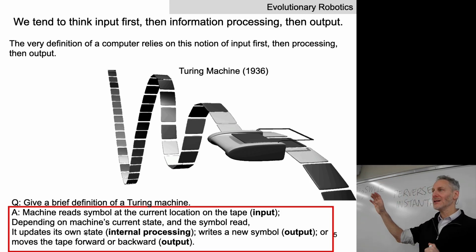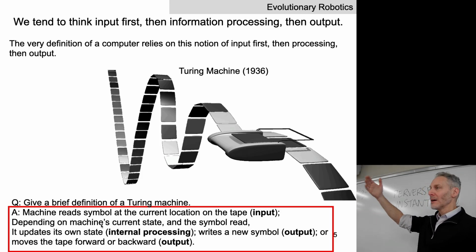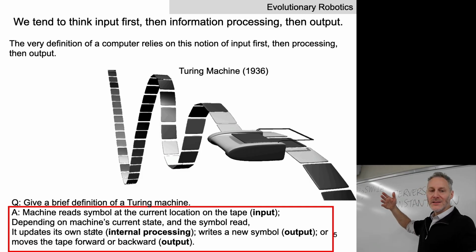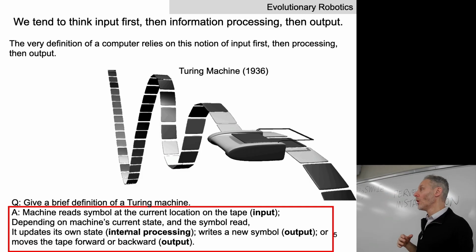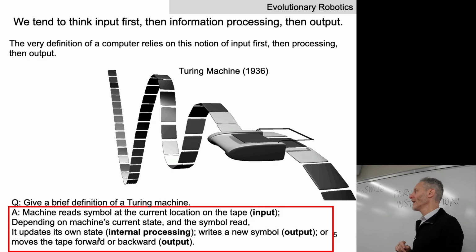A Turing machine is something that sees external information, that's the input, brings it inside and combines it with internal state to do what we now call internal processing. And then it does something. It has a set of possible actions, which for a Turing machine are erase what's currently on the tape and write a new symbol, or move the tape back and forth.